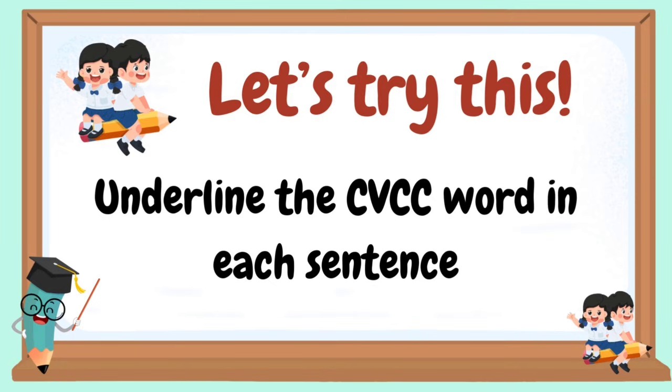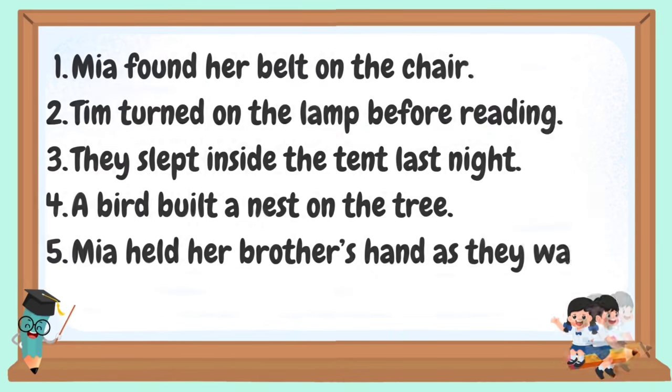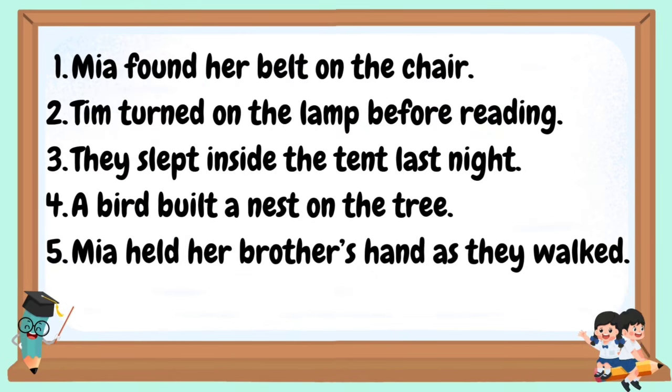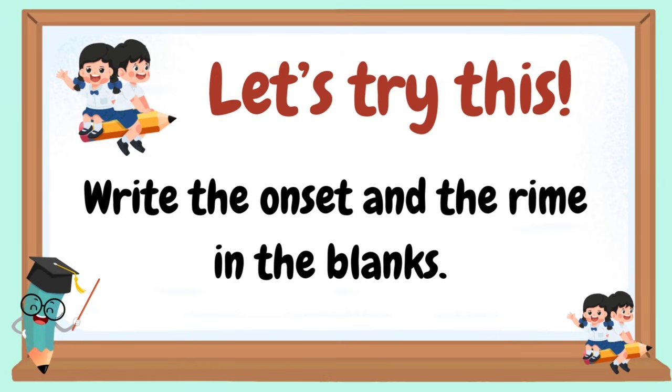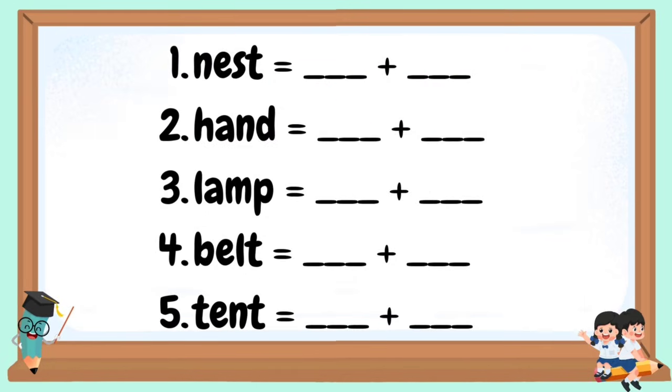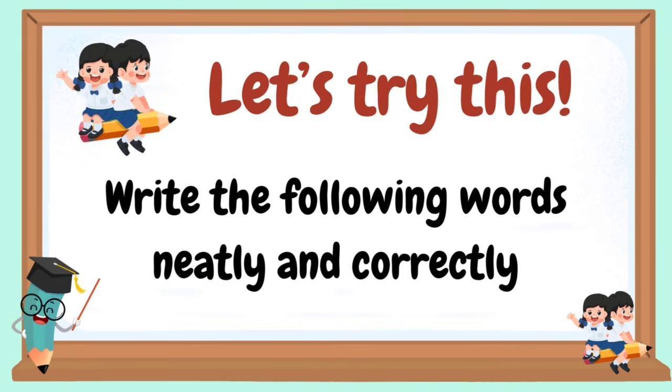Let's try this. Underline the CVCC word in each sentence. Let's try this. Write the onset and the rhyme in the blanks. Let's try this. Write the following words neatly and correctly.